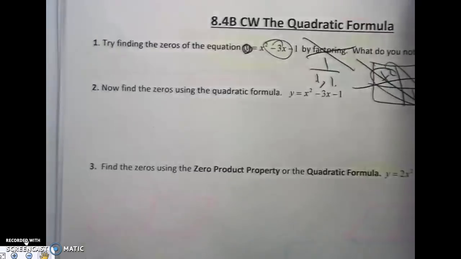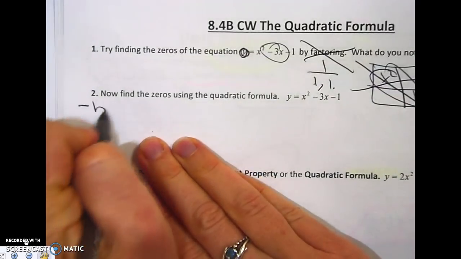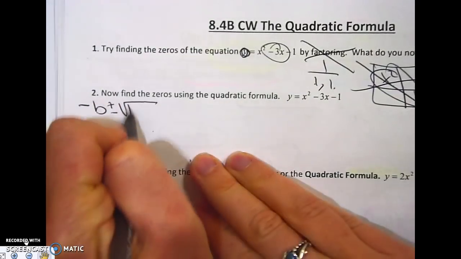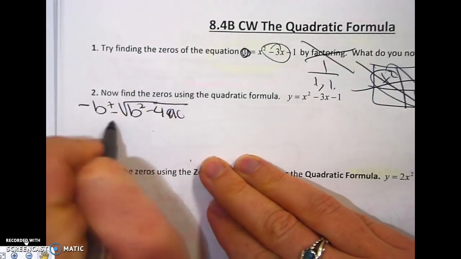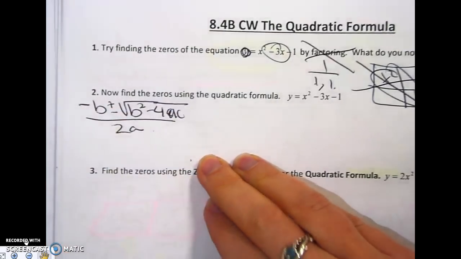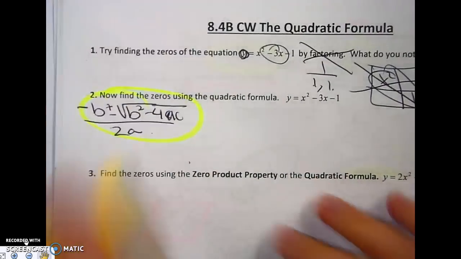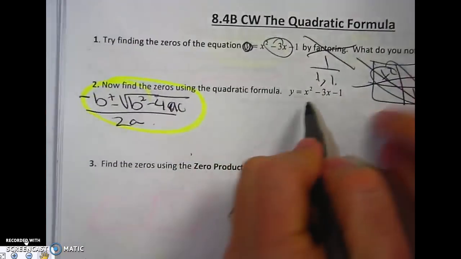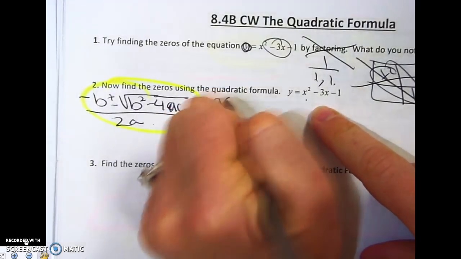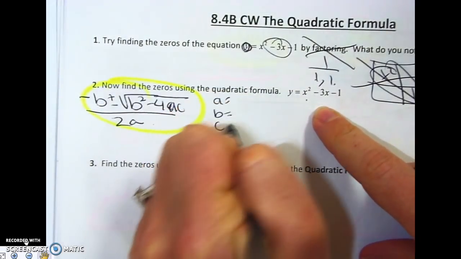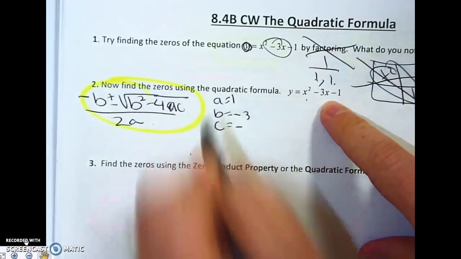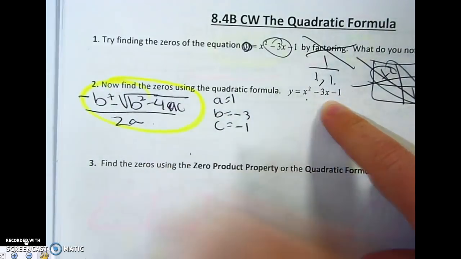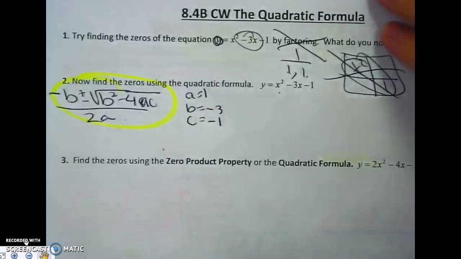So let me write down the formula over here: negative b plus or minus the square root of b squared minus 4ac, all divided by 2a. So let me have that formula there. Now, in order to use the formula, I first have to identify a, b, and c. My a is 1, my b is negative 3, and my c is negative 1.